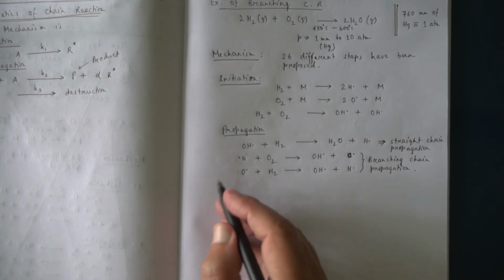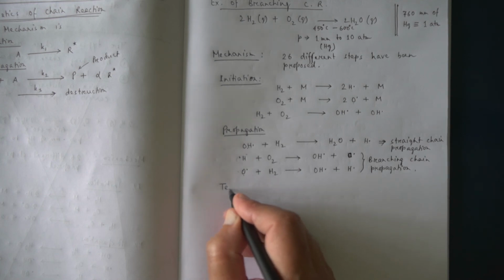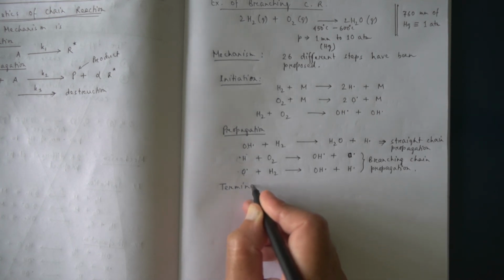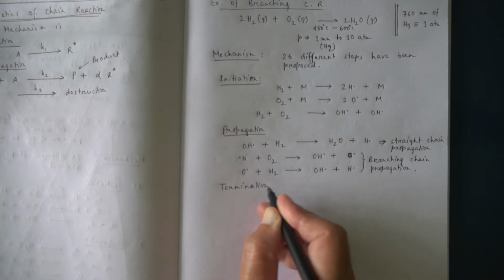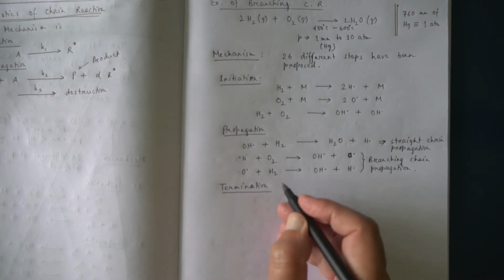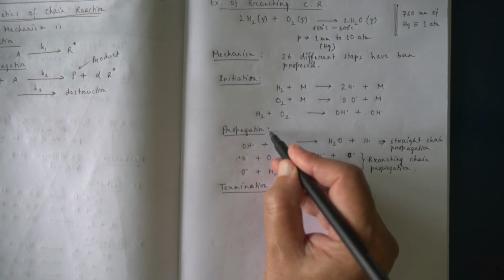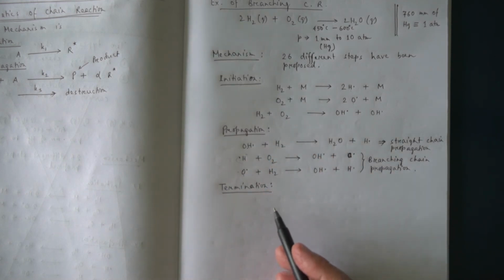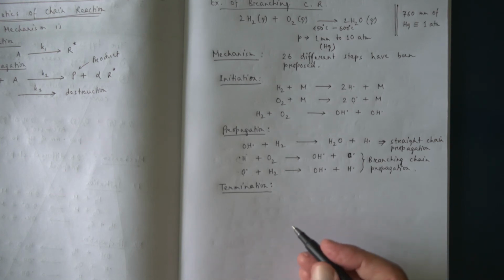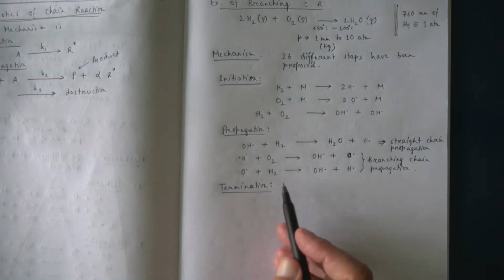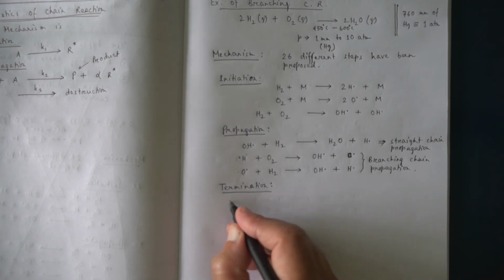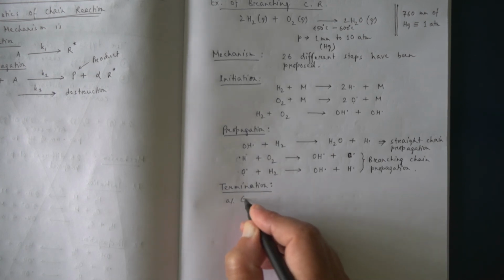Then termination. Now termination of chain reaction may take place in two ways. One is called gas phase termination.